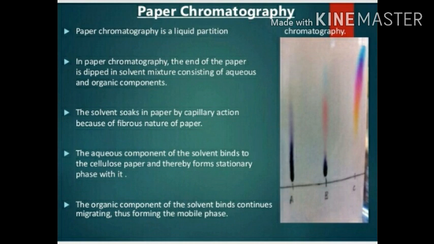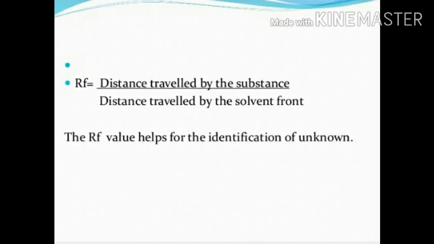Paper chromatography is a liquid partition. In paper chromatography, the end of the paper is dipped in a solvent mixture consisting of aqueous and organic components. The solvent soaks into the paper by capillary action because of the fibrous nature of paper. The aqueous component of the solvent binds to the cellulose paper and thereby forms the stationary phase. The organic component continues migrating, thus forming the mobile phase. So this is the procedure included in paper chromatography, and we have to find out the RF value.